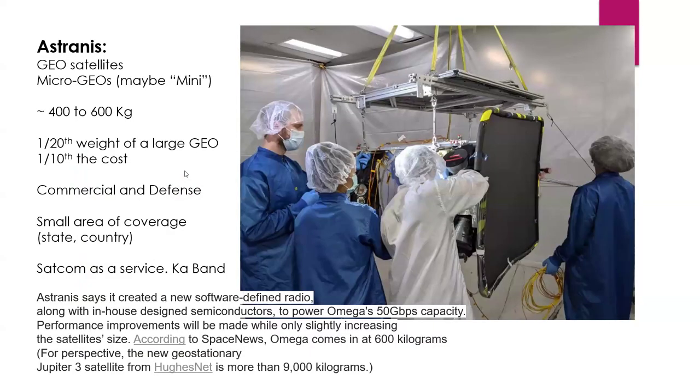As I mentioned, there is this company called Astranis. They started about, I don't know, 8 years ago or so. I remember meeting them at some of the satellite conferences. They call their satellite a micro geo. I would call it more like a mini geo, as you can see here. It's not that small, but it's much smaller than the school bus, somewhere between 400 to 600 kilograms. So they're much lighter than a geo, but much lower cost. And they're used for both commercial and military applications.